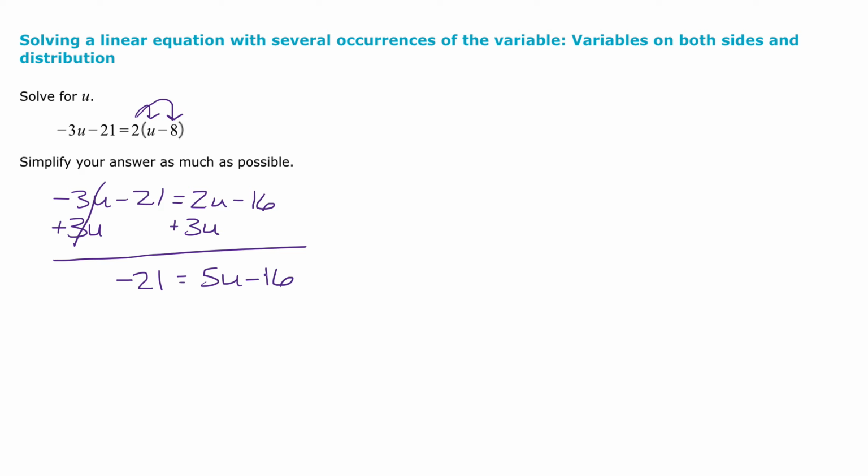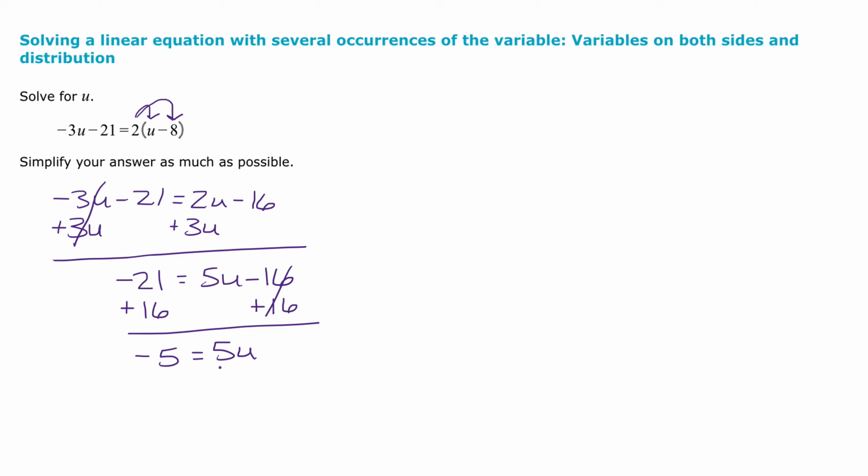Next, I'm going to move the minus 16 over by adding it to both sides. My goal is to get all of the u's, or whatever variable you're using, on one side and all of the numbers on the other side. So to get the u's by themselves, I need to move the minus 16 by adding it to both sides. Negative 21 plus 16 is minus 5. And then I have 5u left on the right.